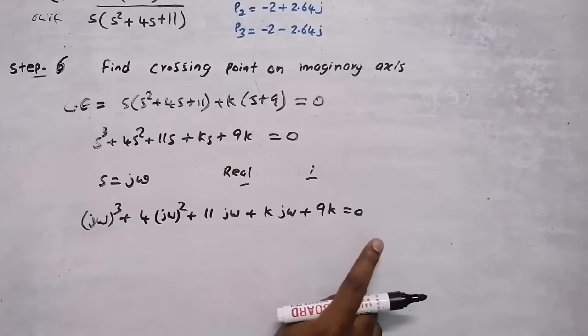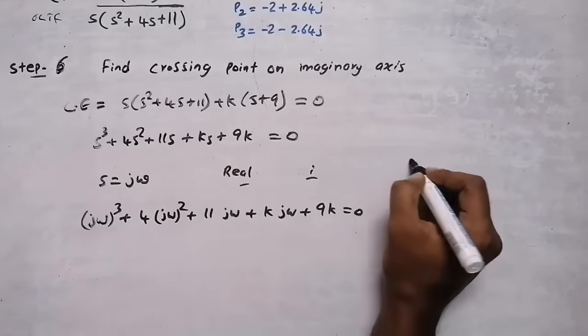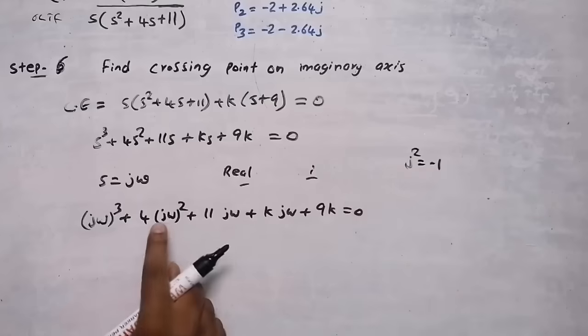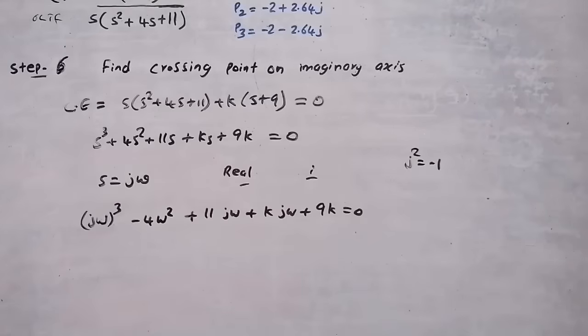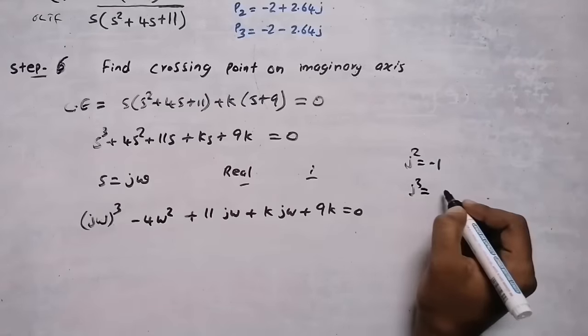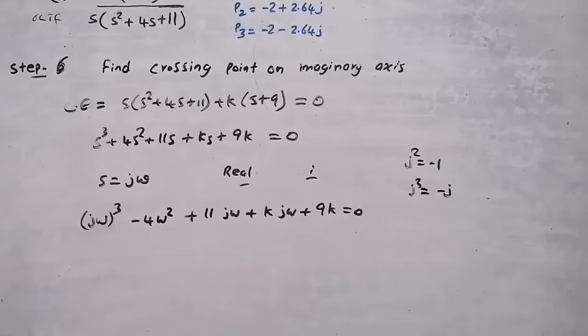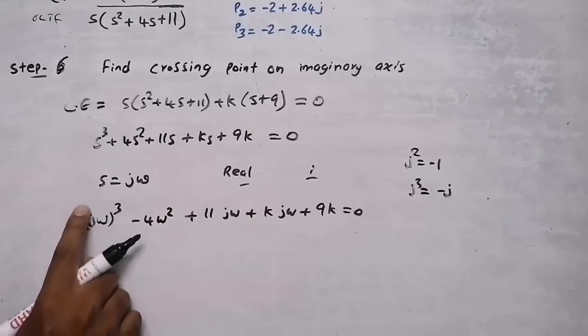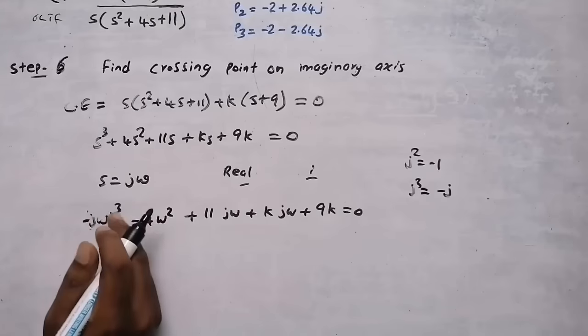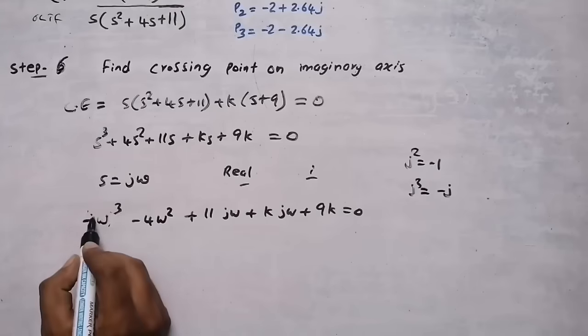Now we know j square is minus 1. So this term will become minus 4 omega square. And j cube is minus j. Therefore this term will be minus j omega cube. J cube is minus j, so it will become minus j, then omega is omega cube itself.